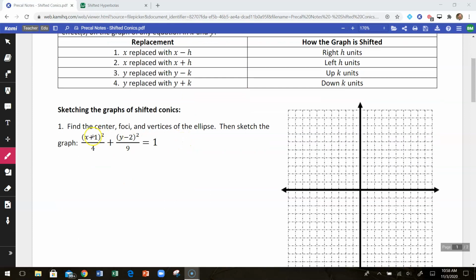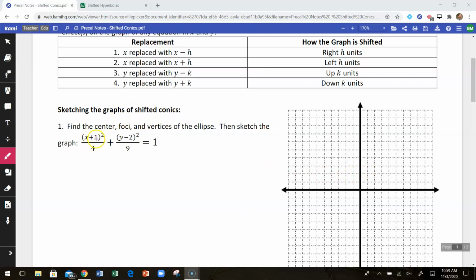So what you're going to see is simply a hyperbola or an ellipse or a parabola, but it's not just going to be x squared and y squared. There's going to be some sort of transformation to x or to y. So this one is kind of already done for us. We just have to look at the transformation and apply that when we graph it.